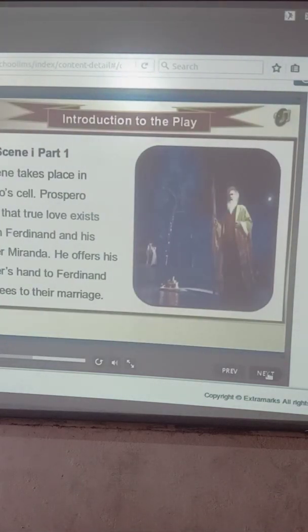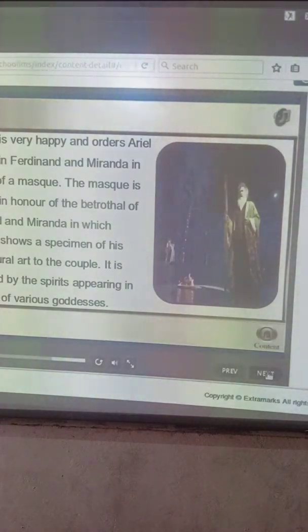Act 4, Scene 1, Part 1. This scene takes place in Prospero's cell. Prospero realizes that true love exists between Ferdinand and his daughter Miranda. He offers his daughter's hand to Ferdinand and agrees to their marriage. Prospero is very happy and orders Ariel to entertain Ferdinand and Miranda in the form of a masque. The masque is arranged in honor of the betrothal of Ferdinand and Miranda, in which Prospero shows a specimen of his supernatural art to the couple. It is performed by the spirits appearing in the guise of various goddesses.